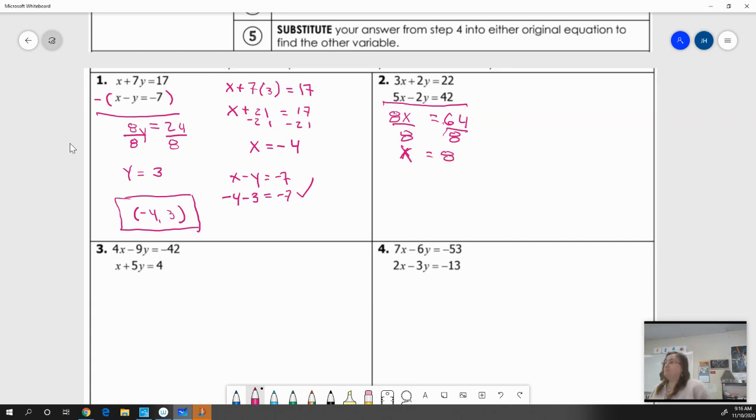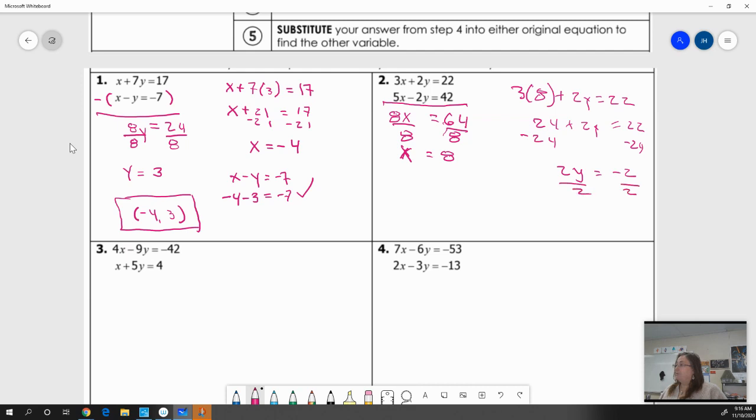And again, I can just plug this in now into the original equation. Doesn't matter which equation I choose, right? I go 3 times 8 plus 2y equals 22. And I get 24 plus 2y equals 22. And I can subtract 24, and I get 2y equals -2. Divide by 2, divide by 2. I get y equals -1.